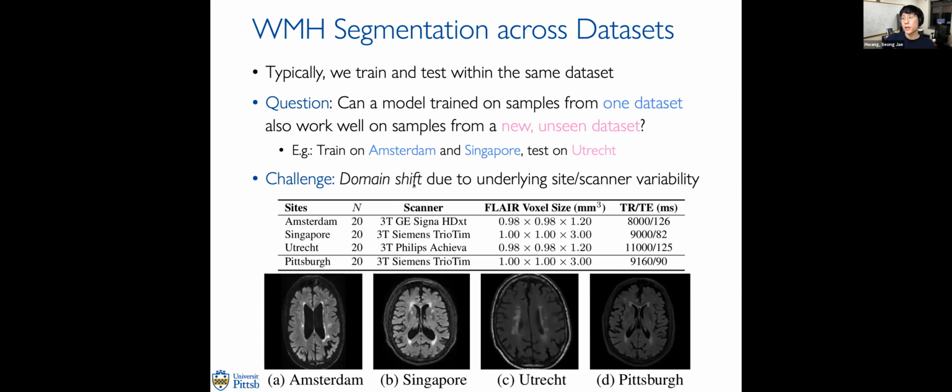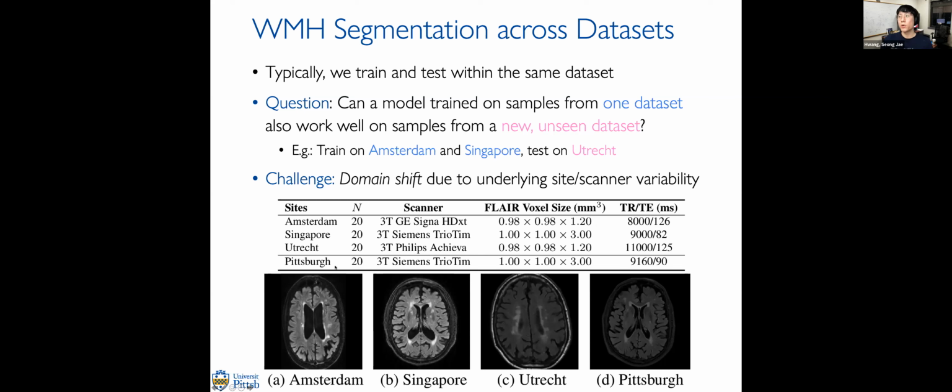It's a situation that I think is going to happen more and more in the future. So I found this very interesting data set online. It's a white matter hyperintensity challenge data set, which has 20 scans from 3 different sites: Amsterdam, Singapore, and Utrecht. And this is our local data set, not part of this data set.